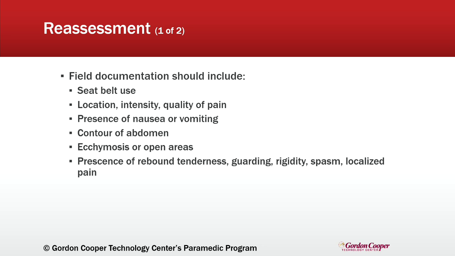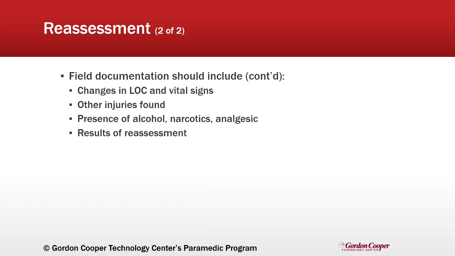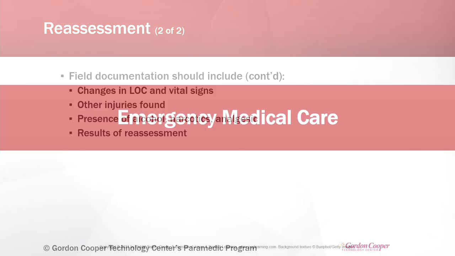Those are going to be all the things that we want to make sure that we document, and we document well. Document any changes in the patient's level of consciousness and serial vital signs. Be sure to note any other injuries you find. Document the presence or absence of alcohol, narcotics, or analgesics when you suspect those have come into play, and record the results of your reassessment findings as well.